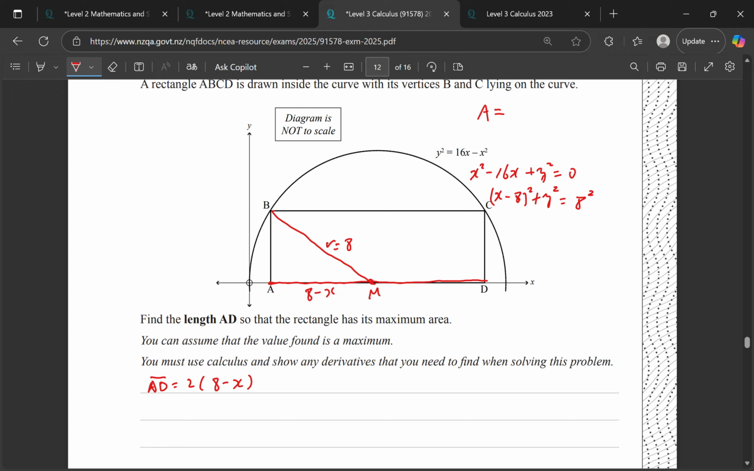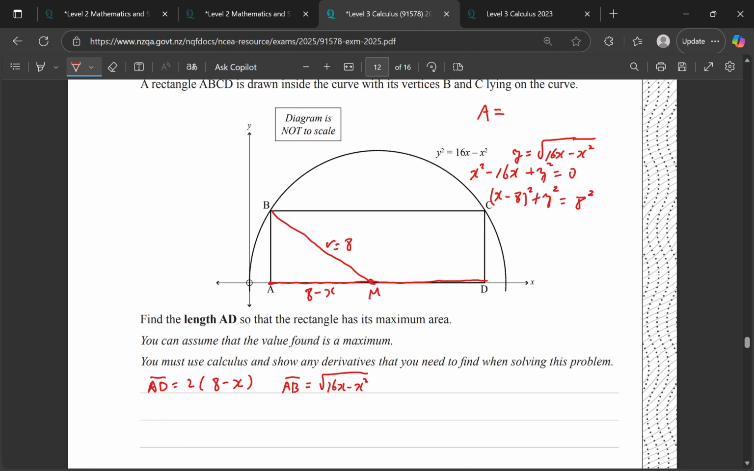And then what about AB, the width? That is just the y value. So how much is y? y squared is this, so y equals, plus or minus, but we just take the positive side, the square root of 16x minus x squared. So AB is the square root of 16x minus x squared. That way, I describe everything in terms of x.